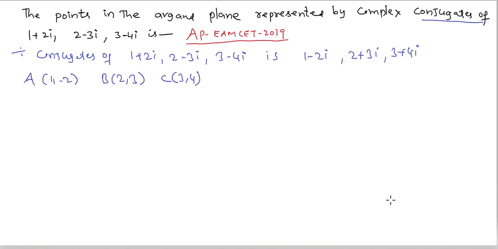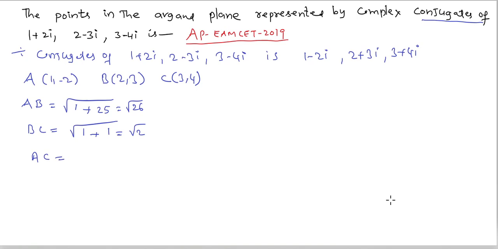So now we find the distances. AB is equal to root of 2 minus 1 whole square plus 3 plus 2 whole square, that is 1 plus 25, equal to root 26. BC is under root of 3 minus 2 whole square plus 4 minus 3 whole square, which is equal to root 2. And then we find AC. AC is equal to the root of 3 minus 1 whole square, that is 4, plus 4 plus 2 whole square, that is equal to root 40. So here the distances are all not the same.